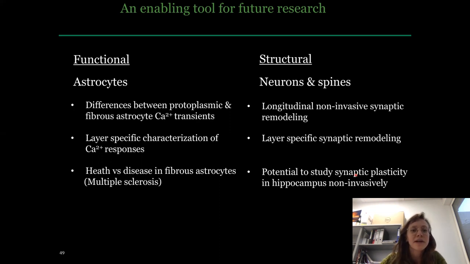And I also believe that our microscope has the potential to study synaptic plasticity in the hippocampus in a non-invasive manner, because what currently limits us to go deep into the brain is actually the lack of excitation power from the laser.